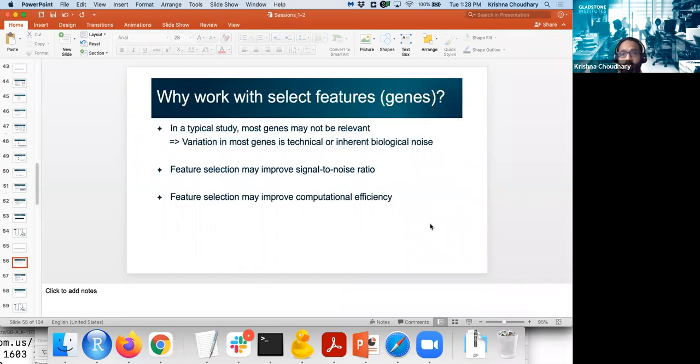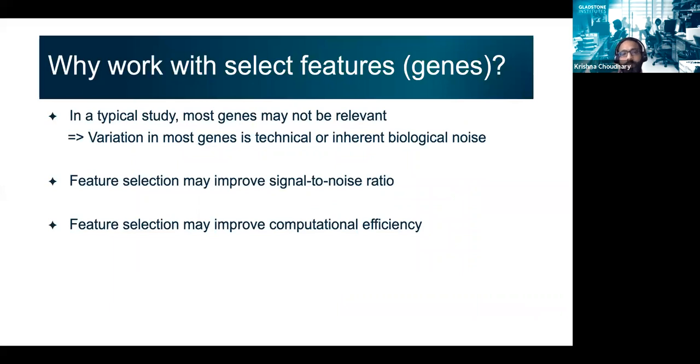So first of all, why work with a select set of features? There are a few reasons for that. One is that our expectation is that, if you have properly designed your experiment and are studying something with a proper experiment design, then all the genes will not be varying simultaneously in your population. Maybe a subset of genes out of 20,000 plus genes will be varying or will be of interest to your study.